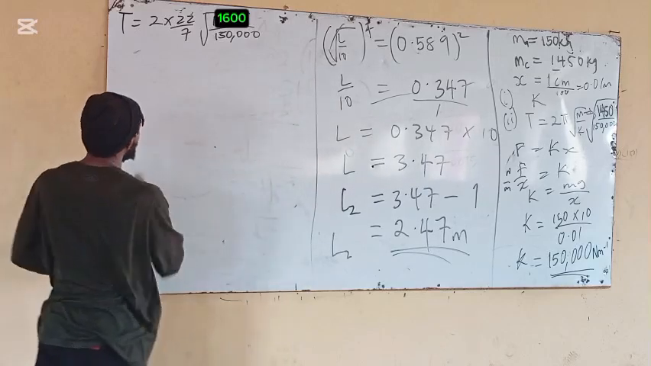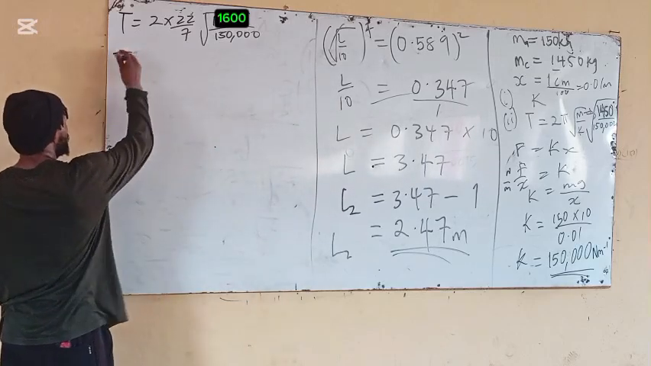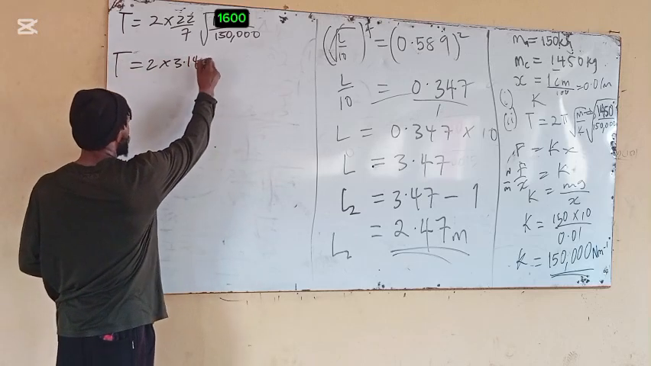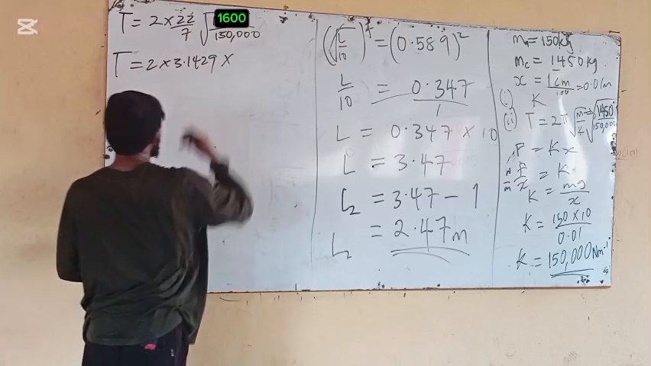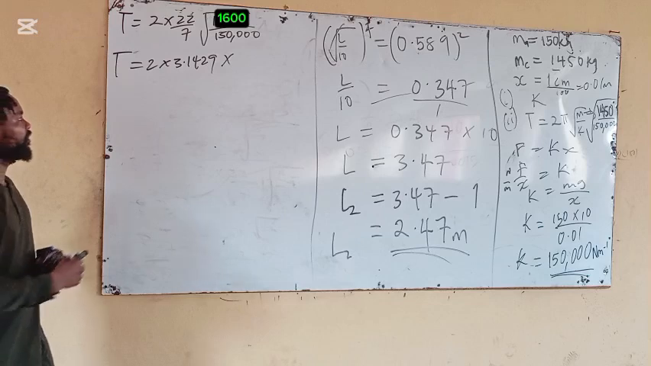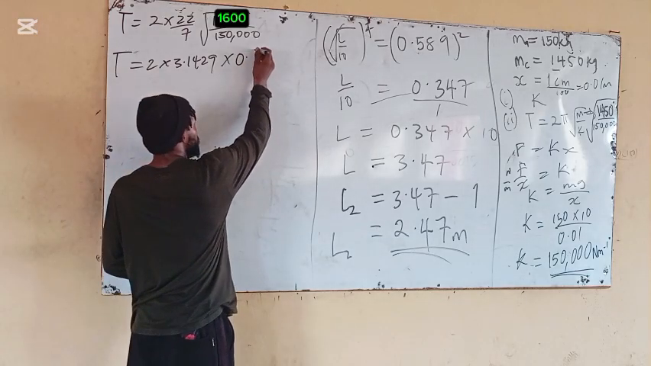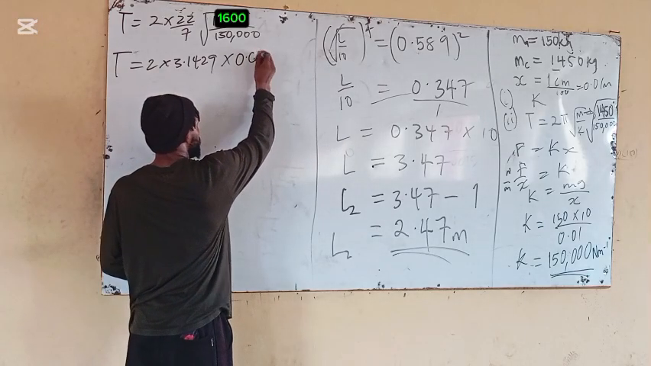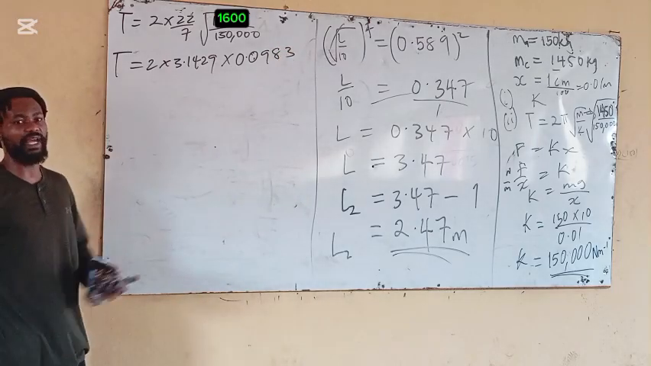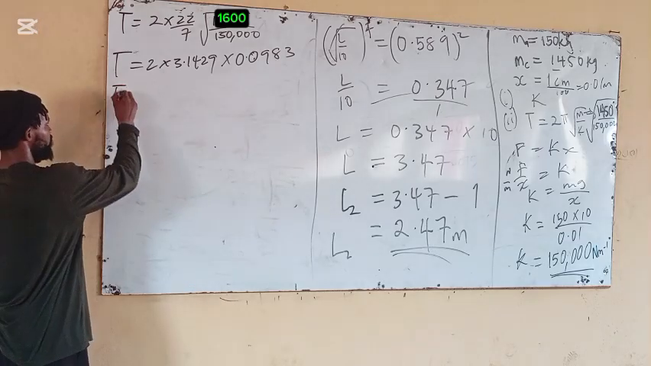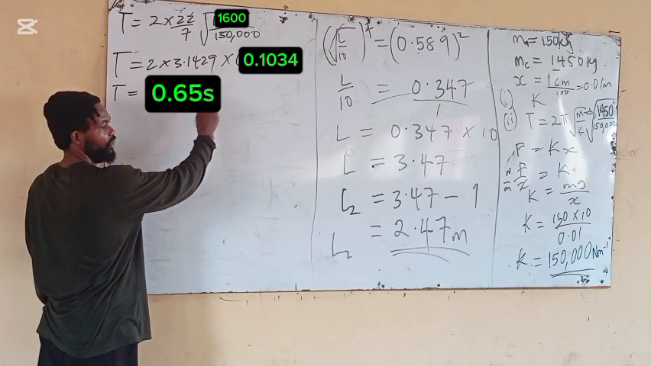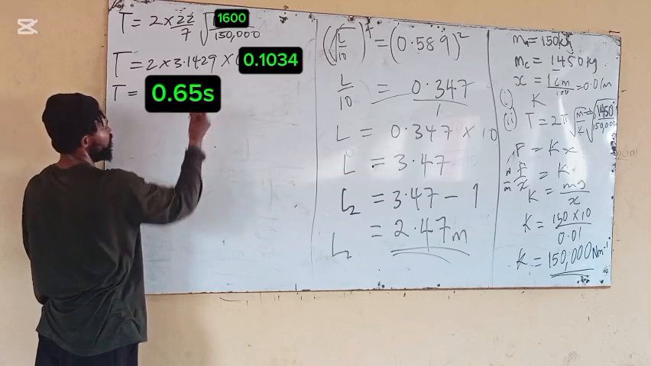Now punch everything here for me. What do you have? 2 times 3.1429 times the square root of 1450 divided by 150,000. What do you have? 0.098. Multiply everything: 0.618. Do you know the unit of time is what? Seconds.